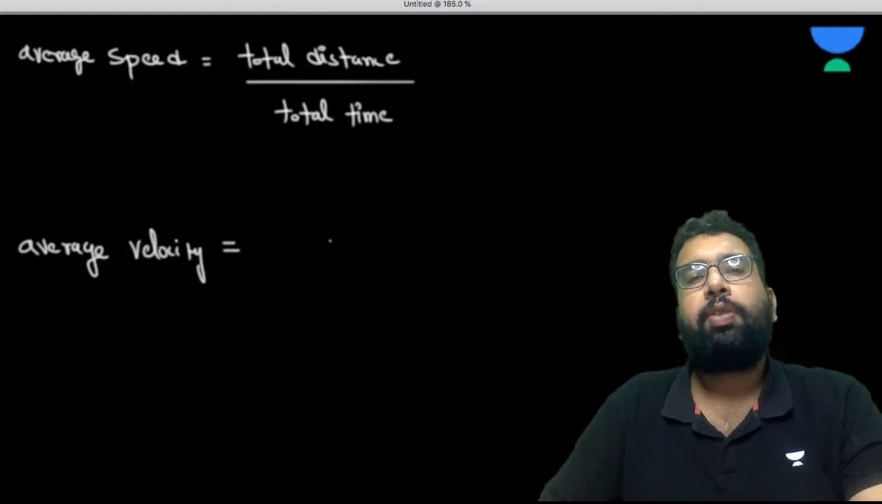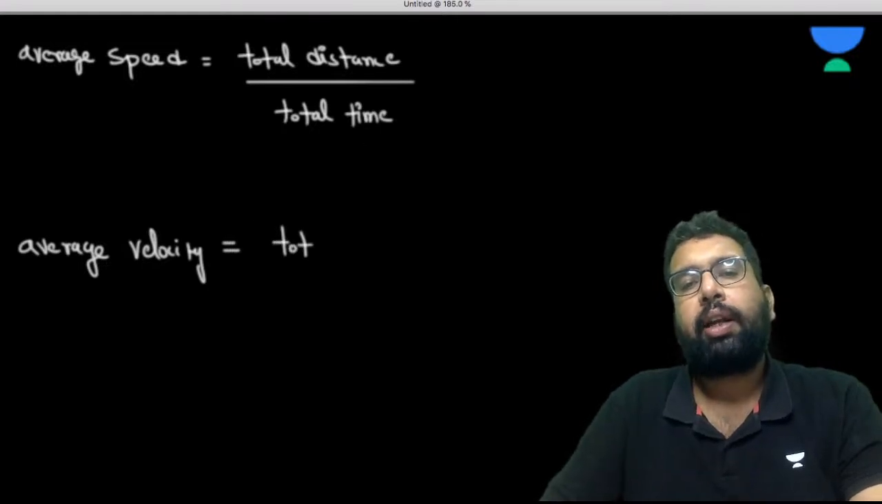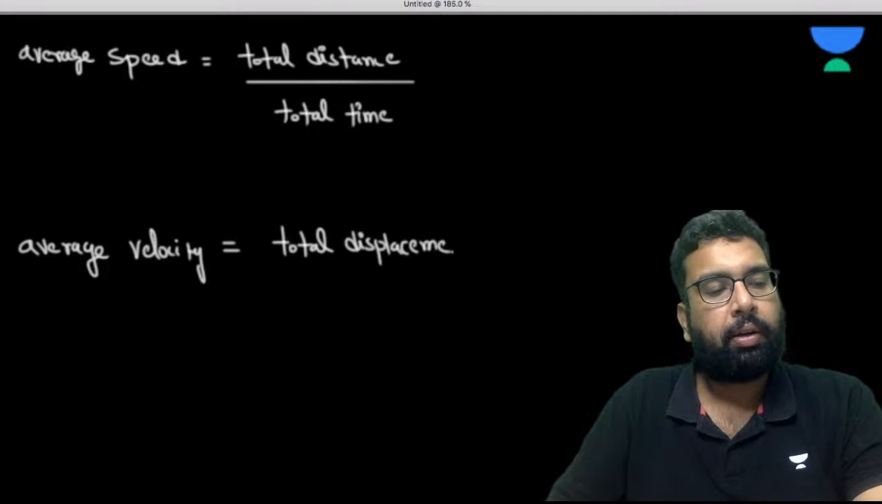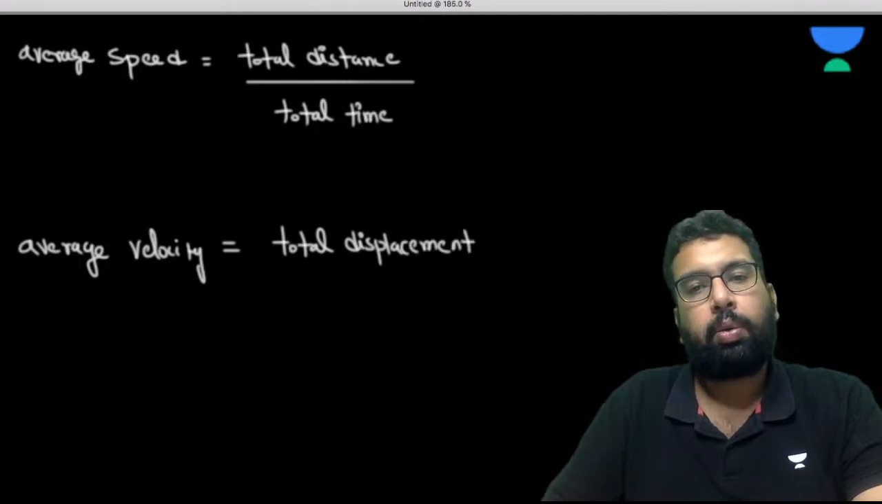And average velocity, what is this average velocity? It is total displacement upon total time.